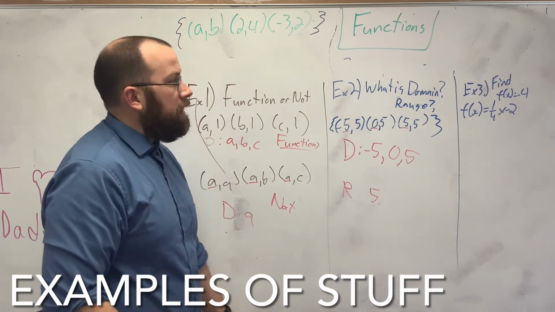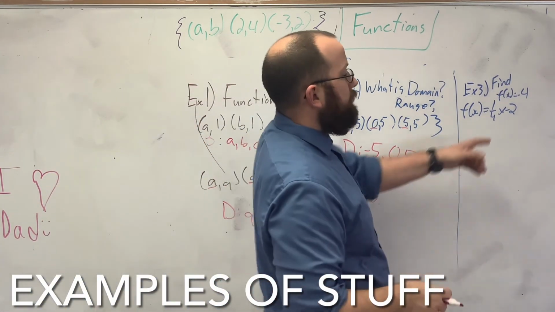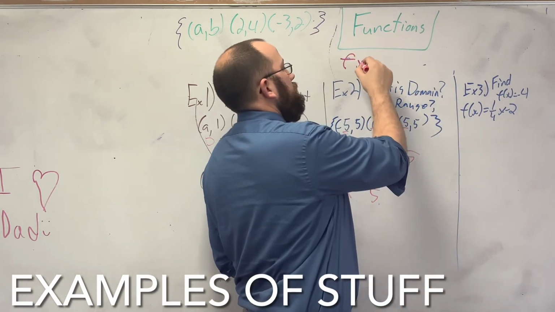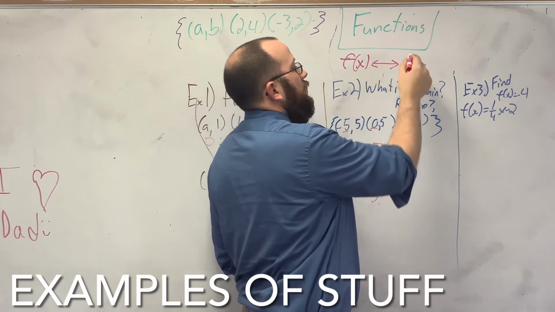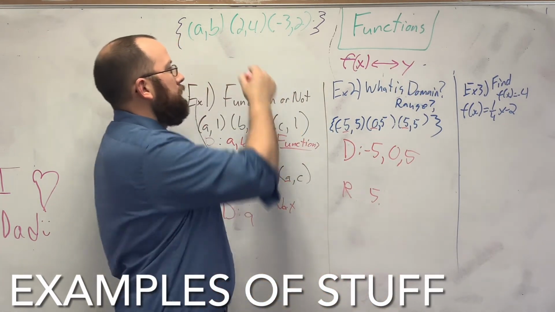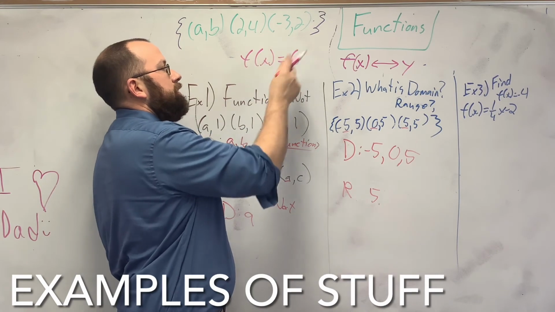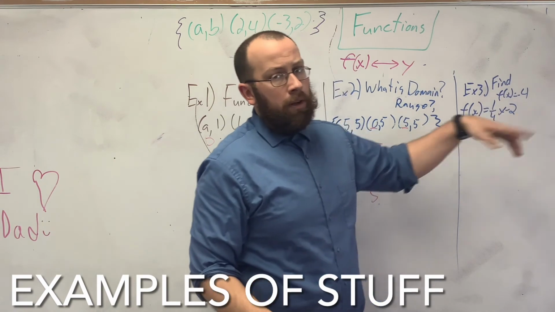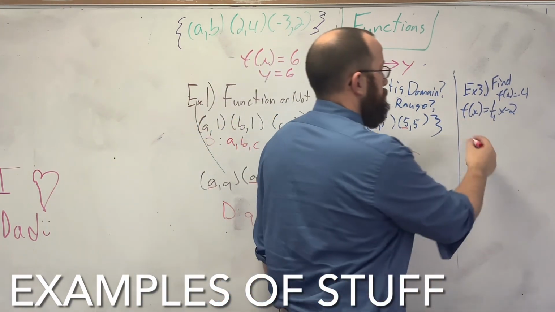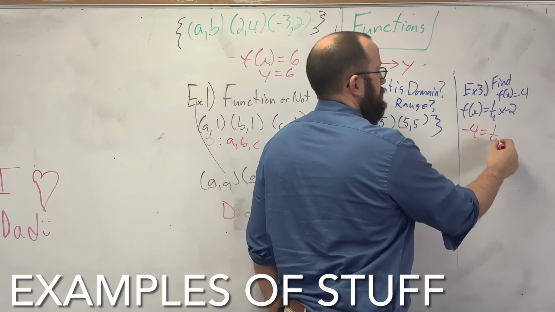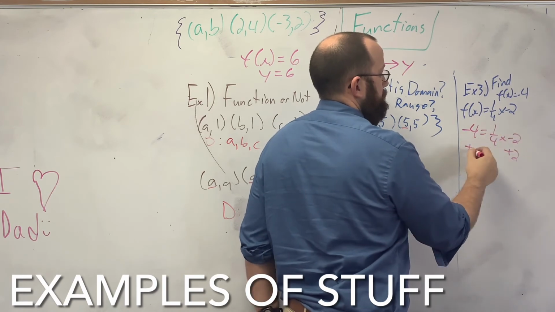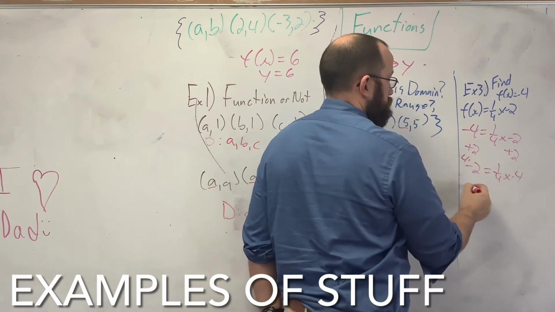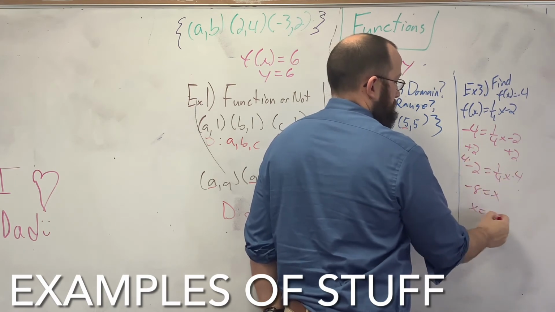Now over here, this is important to know that it says find x when f of x equals -4. What that means is f of x is the same thing as y. So when it says f of x equals 6, that means your y is 6. So this says f of x equals -4. That means our y is -4. So I plug it in and I solve. So here my x is -8.